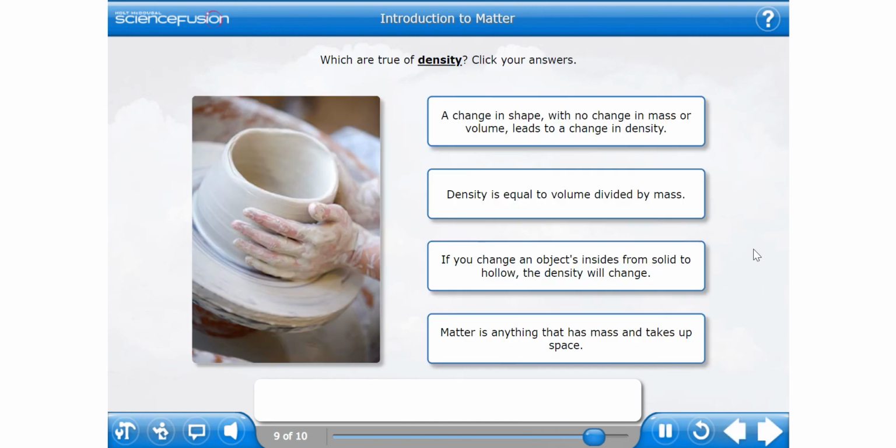Which of these statements are true about density? Click your answers. That's right.